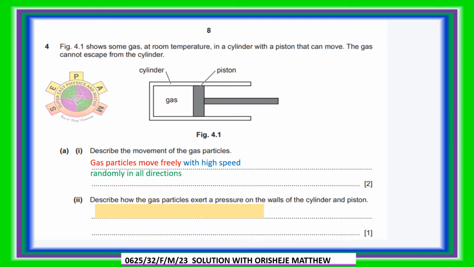Describe how the gas exerts pressure on the wall of the cylinder and piston. Collision of particles with the wall of the cylinder produces gas pressure.